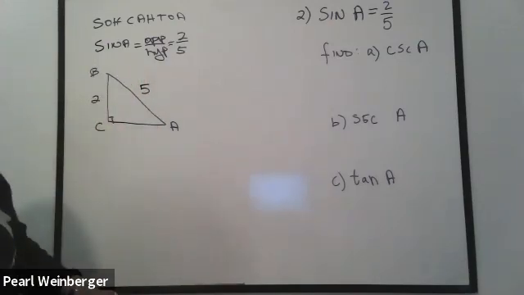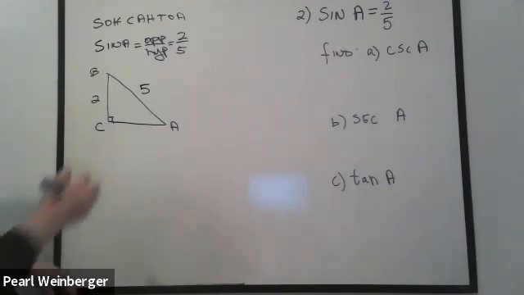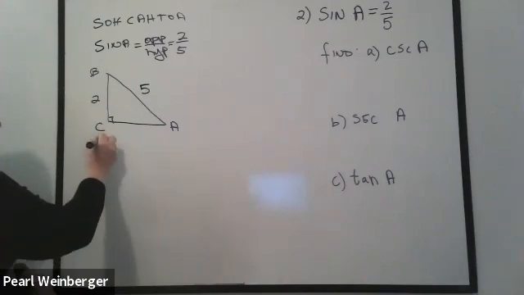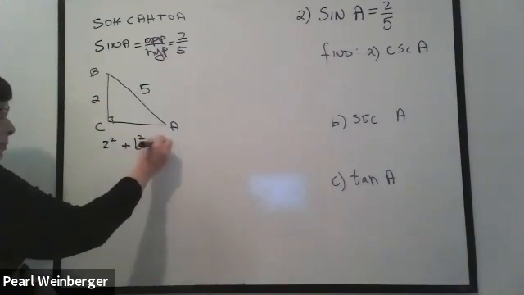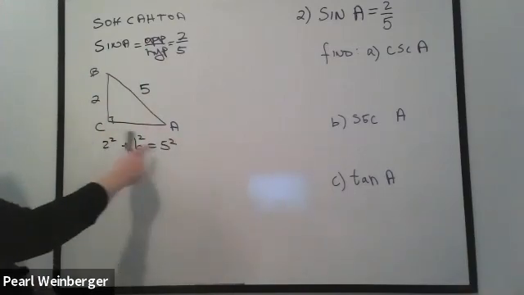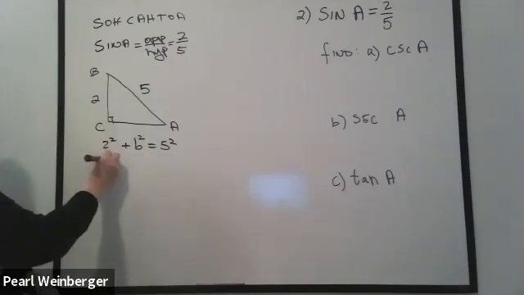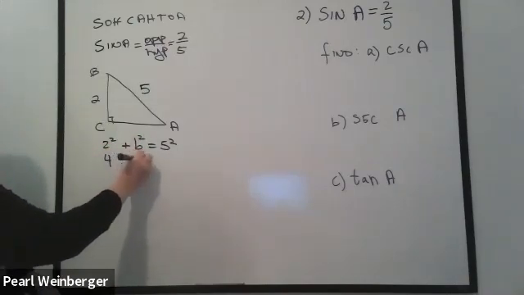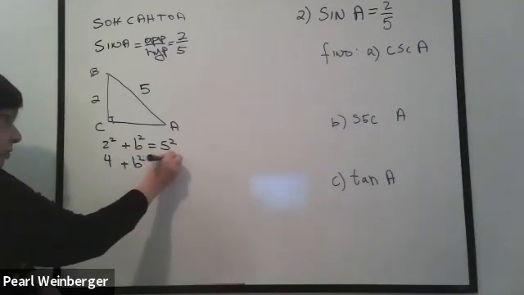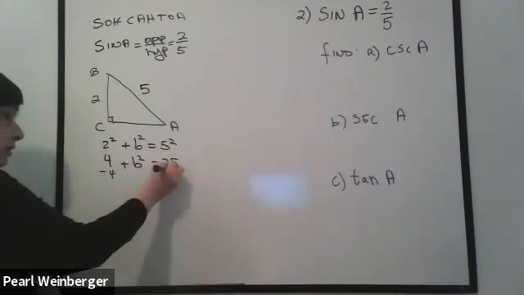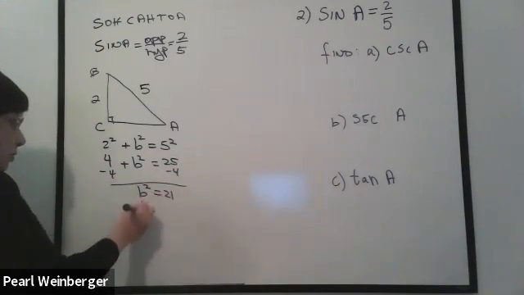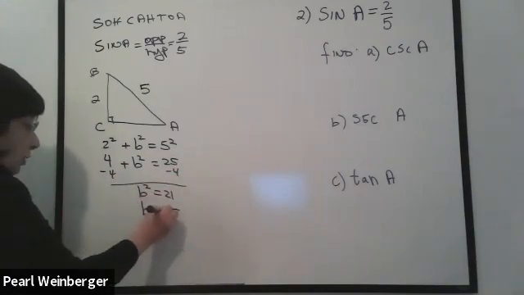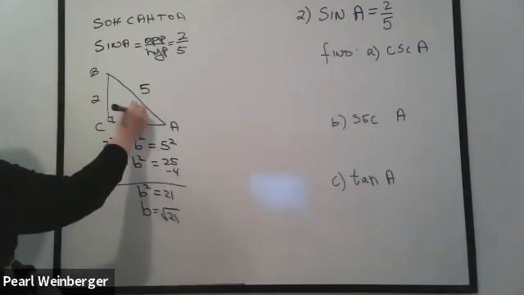So I have 2 sides of my right triangle, and just like I did before, I'm going to solve for the third side of the right triangle by doing A squared plus B squared equals C squared. Remembering that my A is 2 and my C is 5. So this is 4 plus B squared equals 25. And I can bring the 4 to the other side so I can get the B squared alone. I get B squared equals 21, which means that the B is the square root of 21. So this side is the square root of 21.